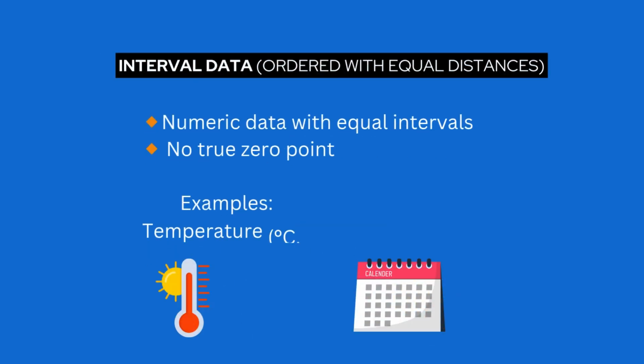Now, let's talk about interval data. Interval data are numeric and have equal intervals between values, which means we can do arithmetic with them, like addition and subtraction, but they do not have a true zero. A good example is temperature. Let's say in degrees Celsius, a temperature of 0 degrees C doesn't mean there is no temperature. It's just another point on the scale. That is why ratios don't make sense, and 20 degrees C is not twice as hot as 10 degrees C.